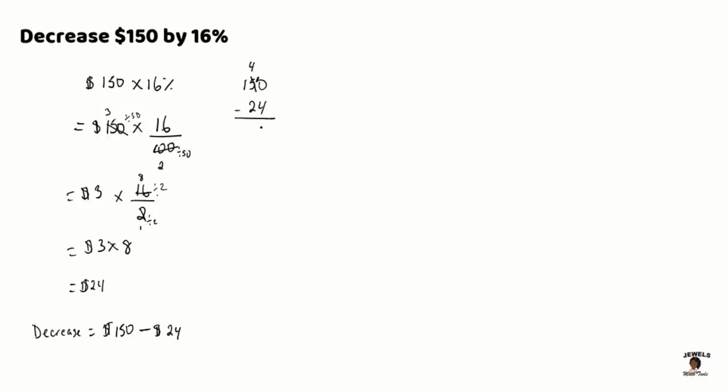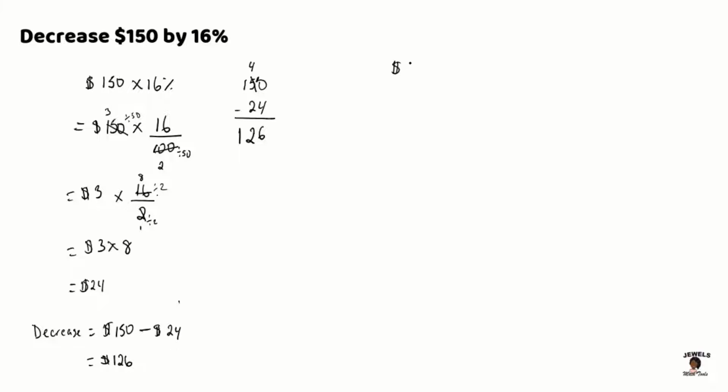So 10 subtract 4 leaves us with 6. 4 subtract 2 gives us a difference of 2, and we're going to bring our 1 down. So when we subtract our $24 from our $150, our price was decreased to $126.